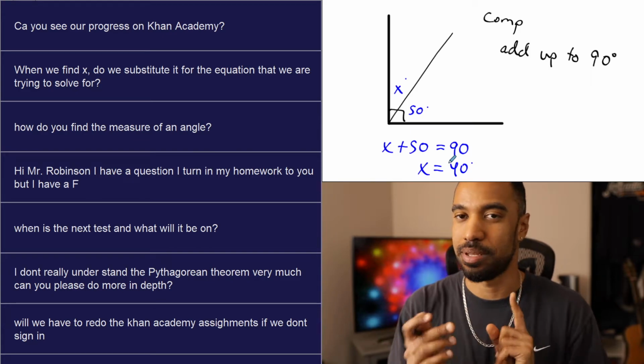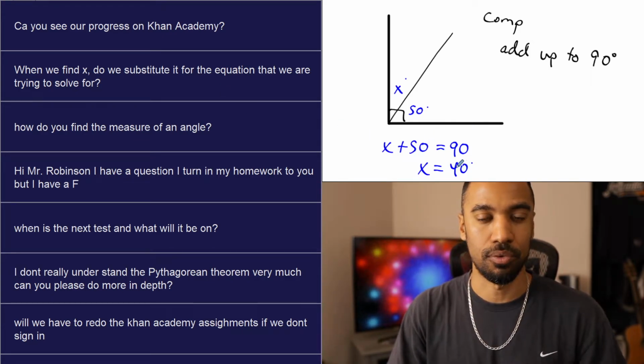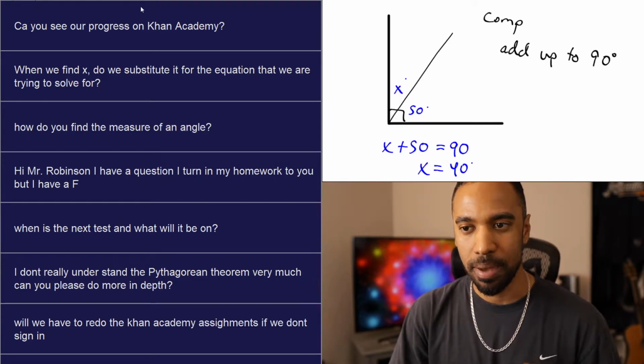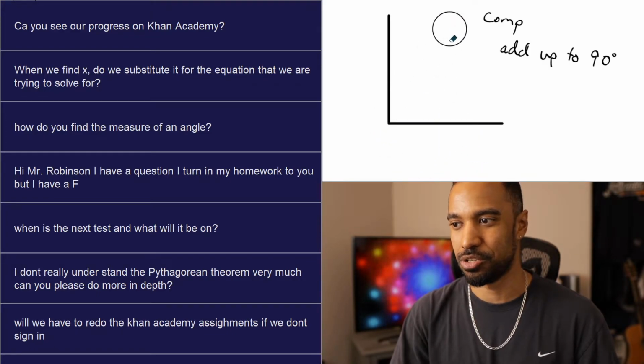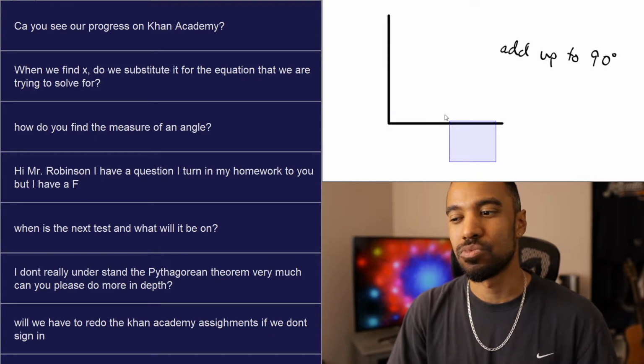But again, they don't even have to be next to each other to be complementary. 50's angle complement is 40. Those are the ones that add to 90. So that's what complementary angles are. They're angle pairs that add up to 90 degrees. Not a single angle is complementary. Just remember that, because sometimes people say a right angle is complementary. It's not what it means.